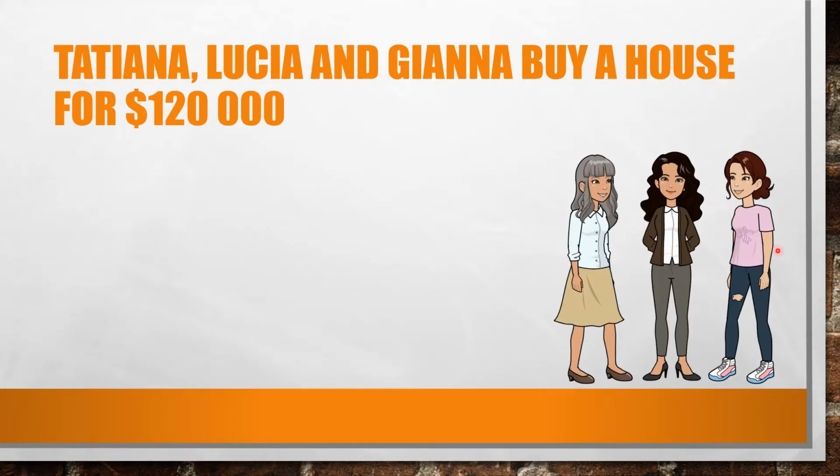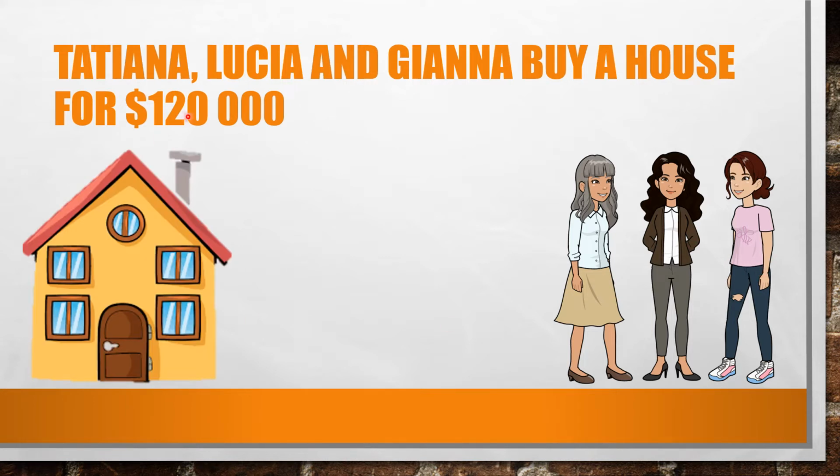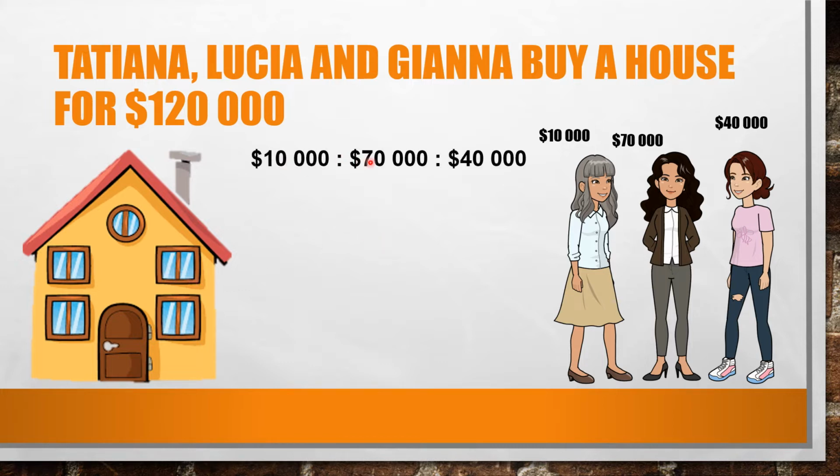Tatiana, Lucia, and Gianna buy a house for $120,000. Tatiana pays $10,000, Lucia pays $70,000, and Gianna pays the rest, which is $40,000. 4 years later, they sell the house for $210,000. They share the money in the same ratio in which they bought the house. Gianna thinks she will make $30,000 profit on the sale of the house.